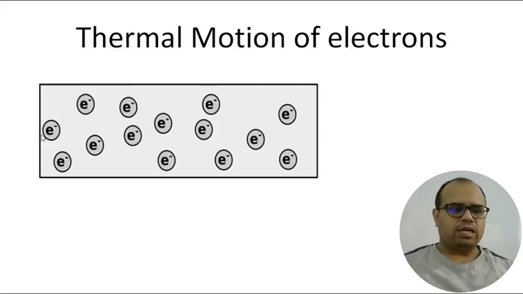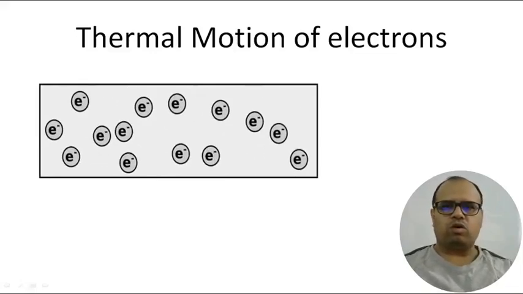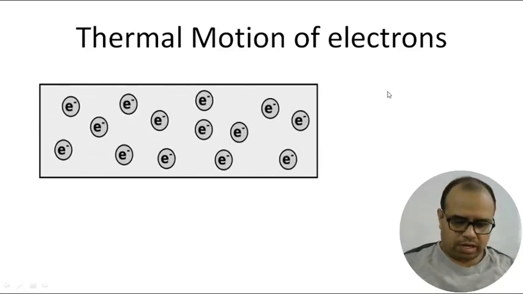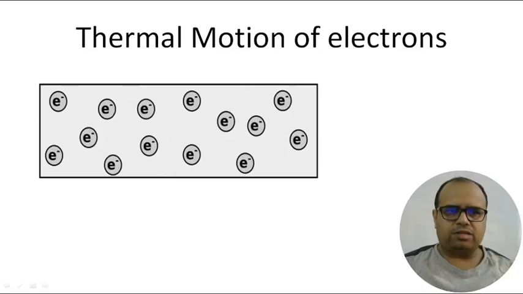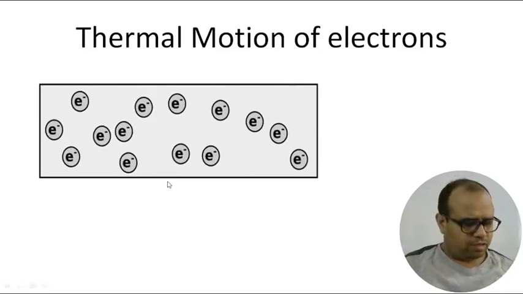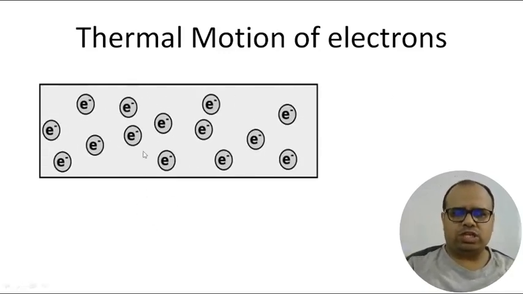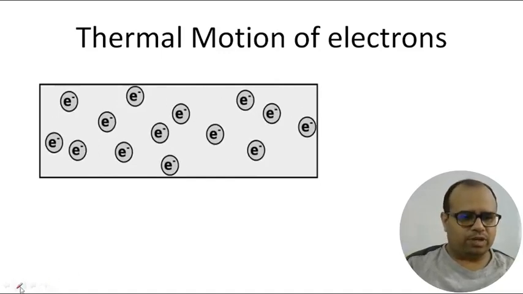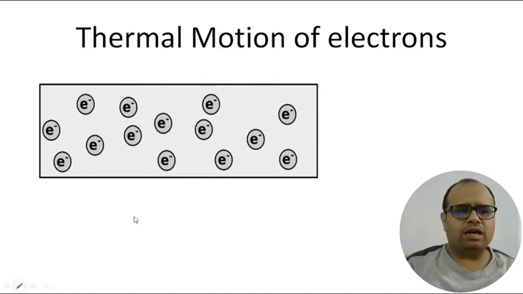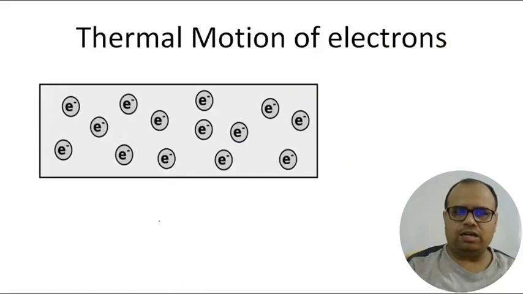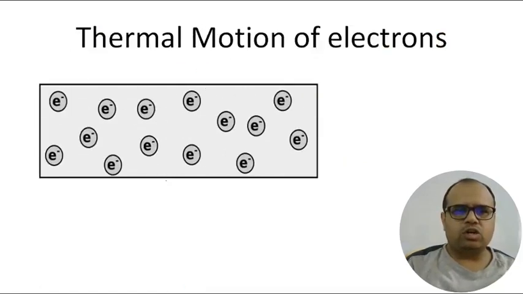So let us start with the thermal motion of electrons. Okay, let's talk about the thermal motion of electrons. Now you try to understand here that the electrons, at room temperature, undergo random motion, as it is shown here.